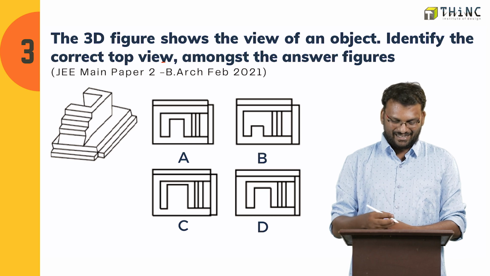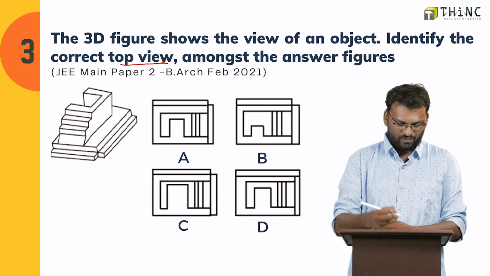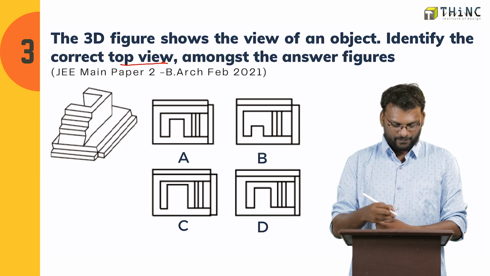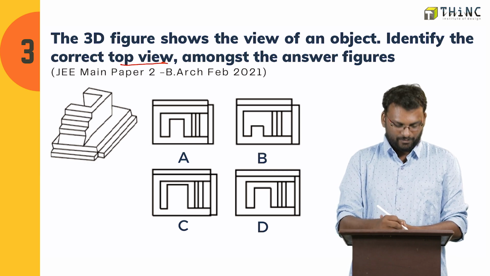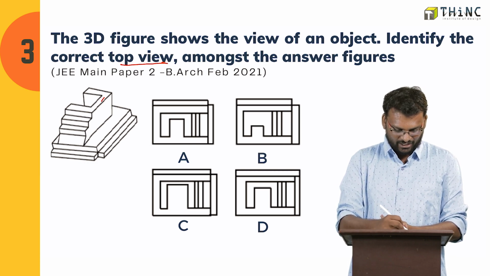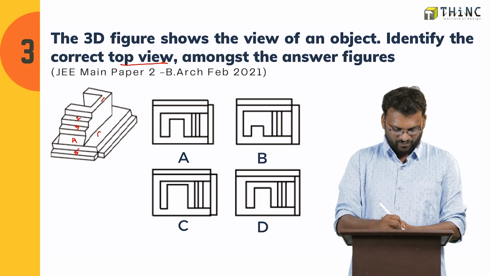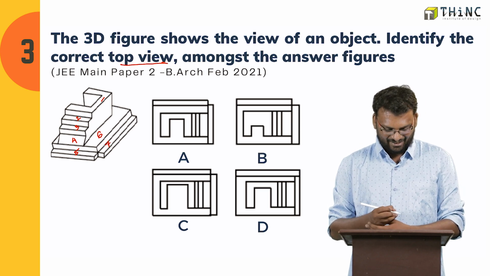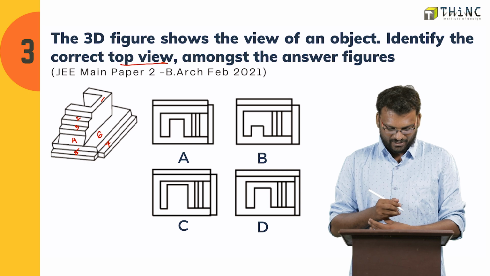So the question is asking us to find the top view. We can just count the number of surfaces from the top. When you look from the top, you can find one surface over here, 1, 2, 3. You can find a slope over here, 4. The next one, 5. You can find one over here, 6. And the 7th one. So the question figure is having 7 surfaces.